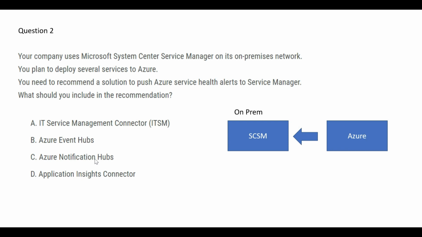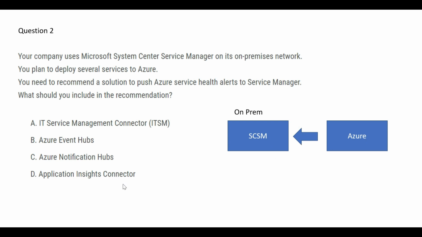Sending it to Event Hubs or Notification Hubs makes no sense, because Event Hubs is used for real-time streaming and Notification Hubs is used to send notifications when a real-time alert comes in. Even if you do that, there is no use, because you want to send alerts to the Service Manager. Tools like ServiceNow and so on are where you want to send your alerts.